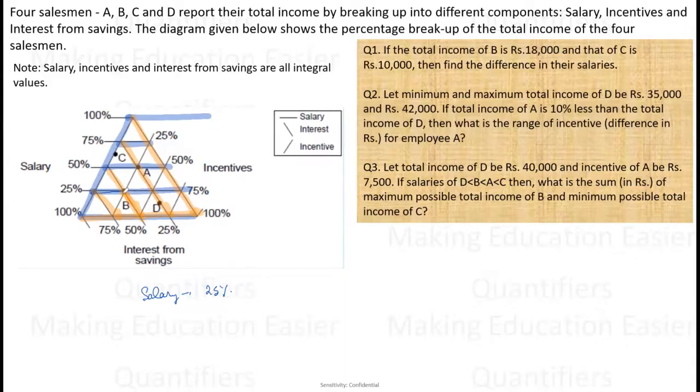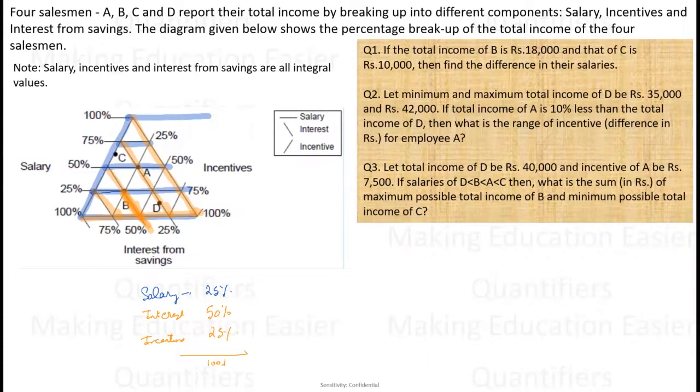See, the axis is this. So where will this intersect? This must intersect at 50%. So this is 50% for B. Now, before I even move to the incentive part, I should know that the total income should be 100%, right? So 25, 50... this must be 100%, so this should be 25%. If I'm not getting this 25%, I am seeing the graph in the wrong way.